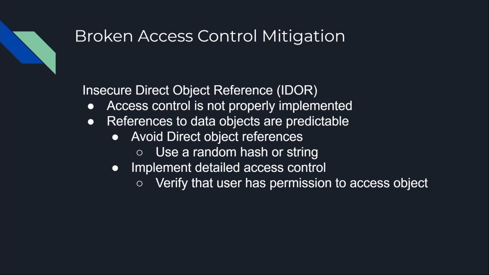To mitigate this, we need to avoid direct object references, so we need to use random hashes or strings rather than something that's very predictable like shopping cart 1 or cart 2 or basket 1. And we also need to implement detailed access controls. That way we can verify that the user actually has permission to access those specific objects.